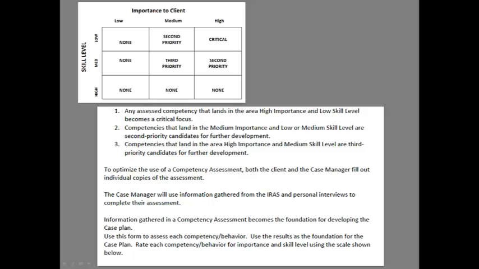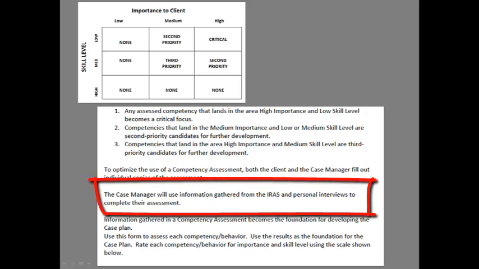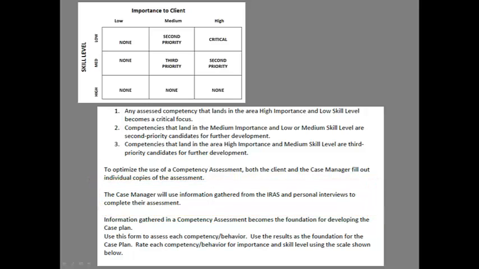Now, to optimize the use of this, both the client and the case manager need to fill out individual copies. For a case manager to do this, you're going to have information that you've gathered from the client. You're going to have conversations with the client, and in the opening conversations and the building rapport with your client, you need to start looking at what they're good at, what their skill levels are, what their competencies are, because this will help you understand how to actually assess these competencies.